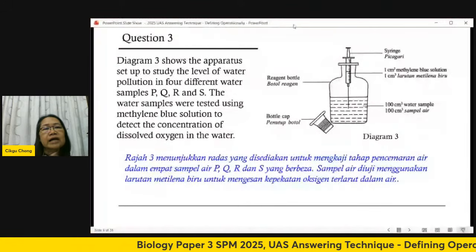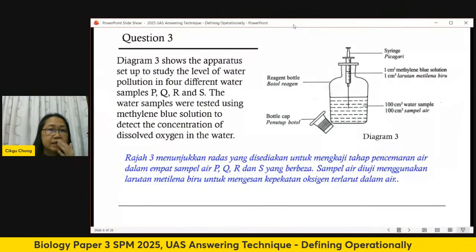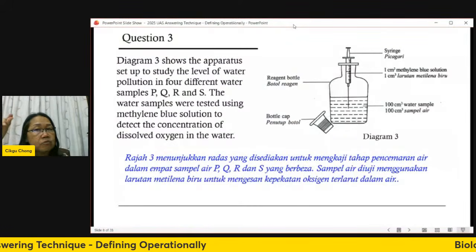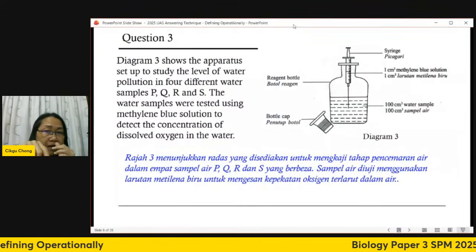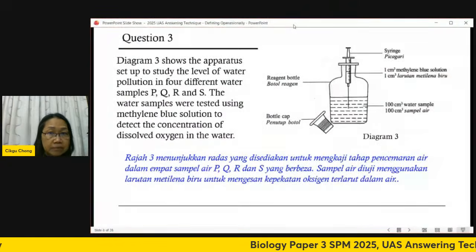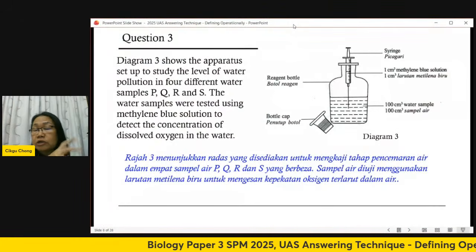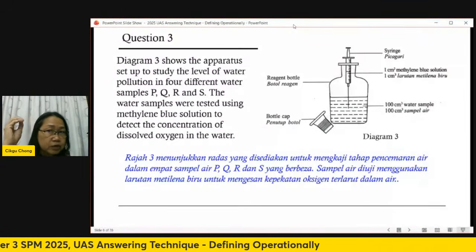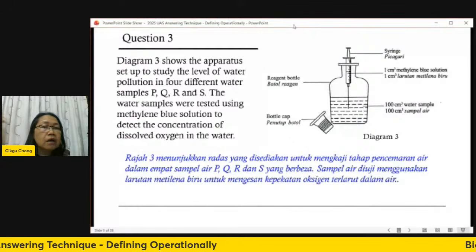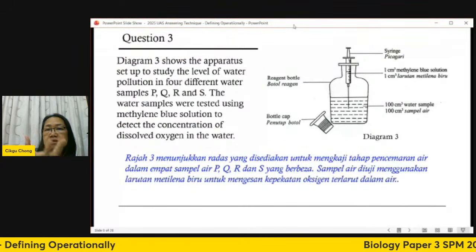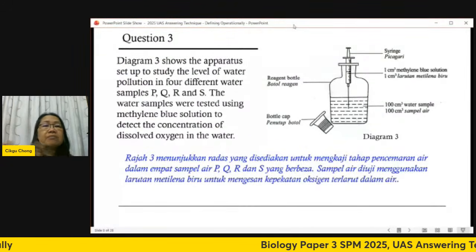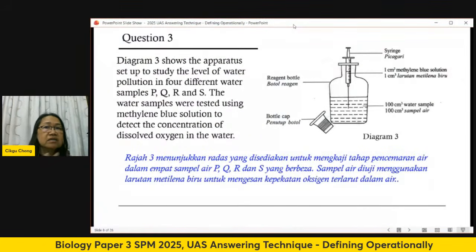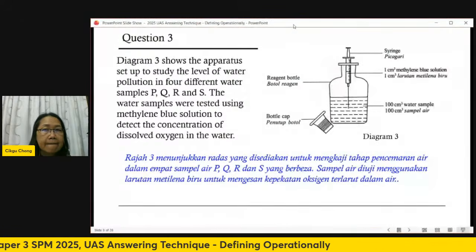Okay, they are tested using methylene blue. Okay, so methylene blue is actually dark blue. You add a little bit of methylene blue, about 1 ml, into a sample of water, and then you close it up and you put it in a dark place. And then what you need to measure is how long it takes for this water, because when you put methylene blue, it becomes blue in color. How long does it take for your water that is colored blue to become colorless? Okay, once it changes to become colorless, it means the oxygen is no longer there. There's no oxygen.